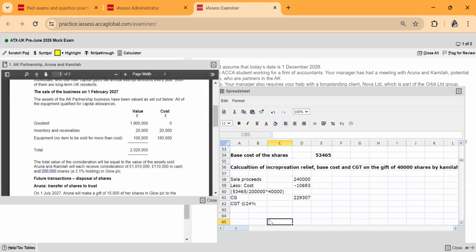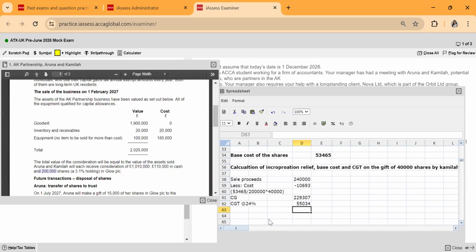Now, what will be the rate of CGT? Is there any BADR applicable? No, there is no BADR applicable, because there is no transfer of business and the shares are also not more than 5%. Since no criteria are met, CGT will be at the highest rate because they are additional rate taxpayers. So CGT is this multiplied by 24%, which is 55,034. Clear?